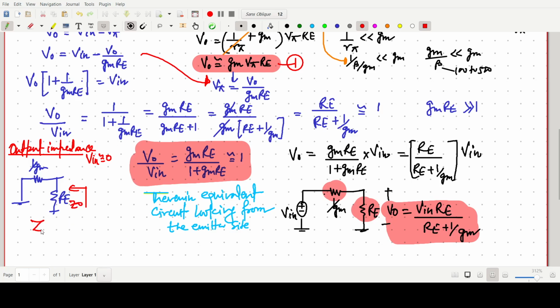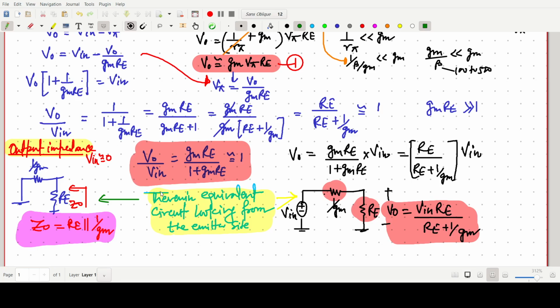So Z naught will be very simply RE in parallel with 1 by gm. This is the output impedance calculation, and this one is the gain. And this one is the Thevenin equivalent circuit looking from the emitter side. From these two circuits, we can easily find the output impedance and the voltage gain V naught, gm RE by this.